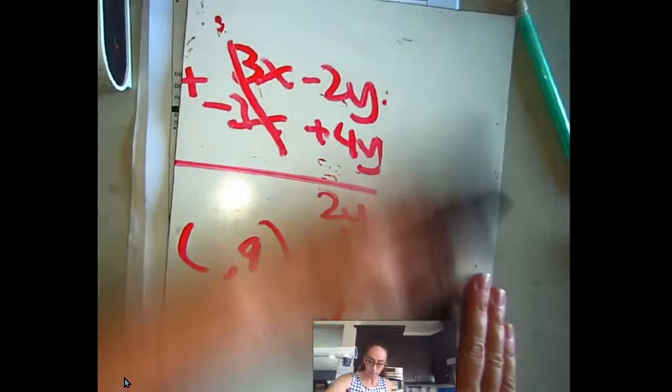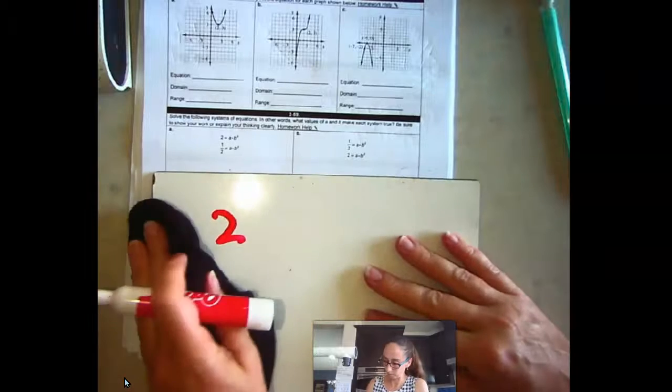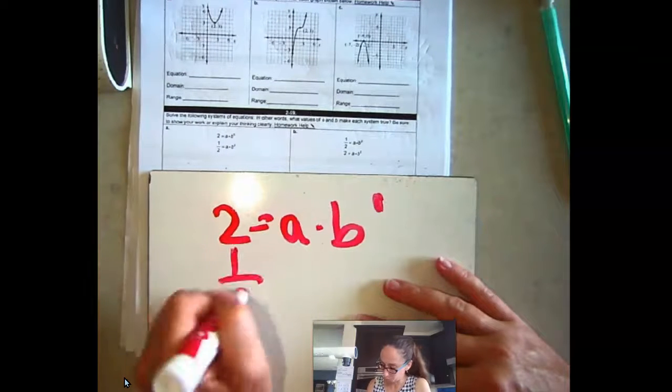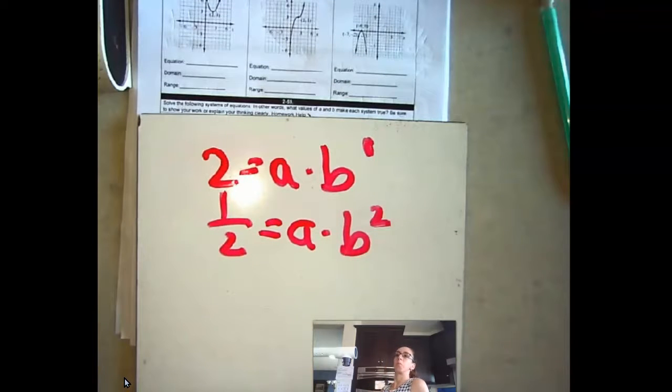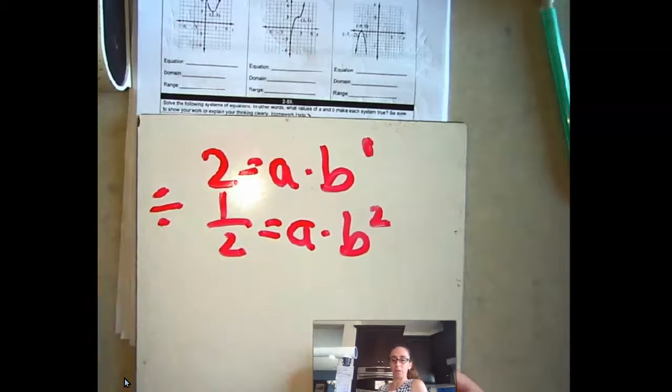But now, instead of giving you equations like this, I'm giving you these two equations, which are 2 equals a times b to the 0, and 1/2 equals a times b squared. So I know rules about exponents. I know that when I divide exponents, what does it really mean I'm doing?